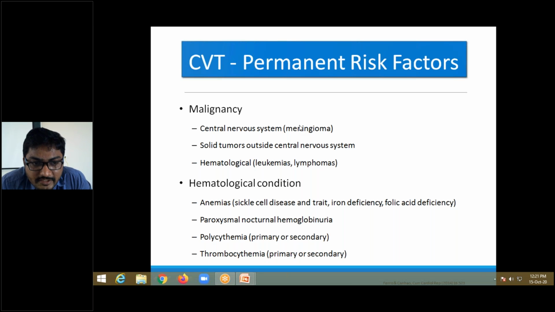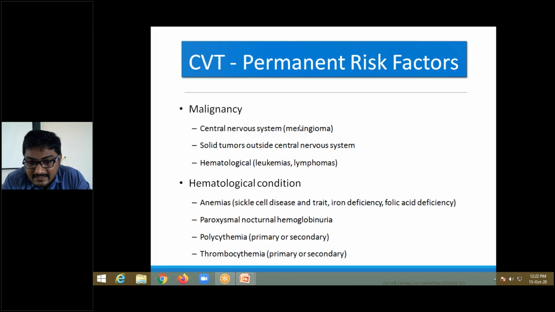So what are the other causes? Malignancies, CNS, meningioma, solid tumors, right? Hematological lesions like leukemias, right? Leptomeningeal carcinomatosis, we will call it, right? Hematological CVT. Lymphomas, hematological conditions like anemias, sickle cell disease, iron deficiency, folic acid.